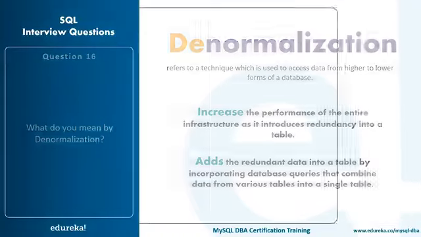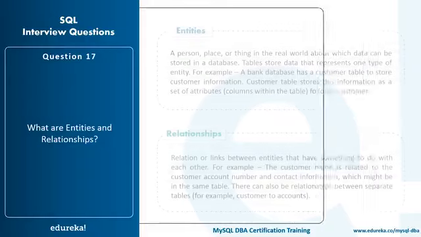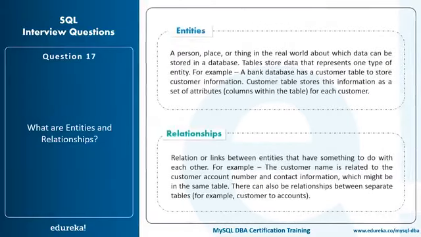Now moving forward to the next question, that is, what are the entities and relationships? So let me explain what entities are first. Entities can be anything like a person, place, or a thing in the real world about which data can be stored in a database. Tables store data that represent one type of entity. For example, a bank database has a customer table to store the customer information.